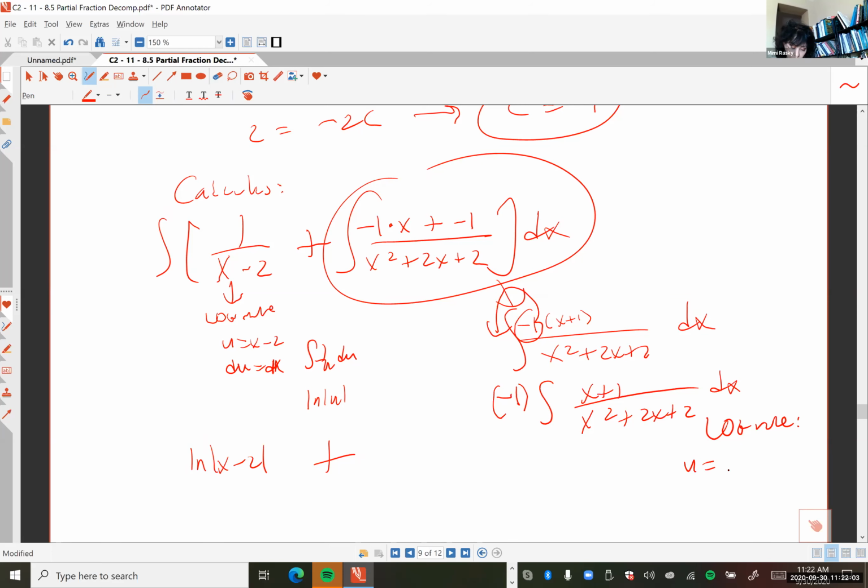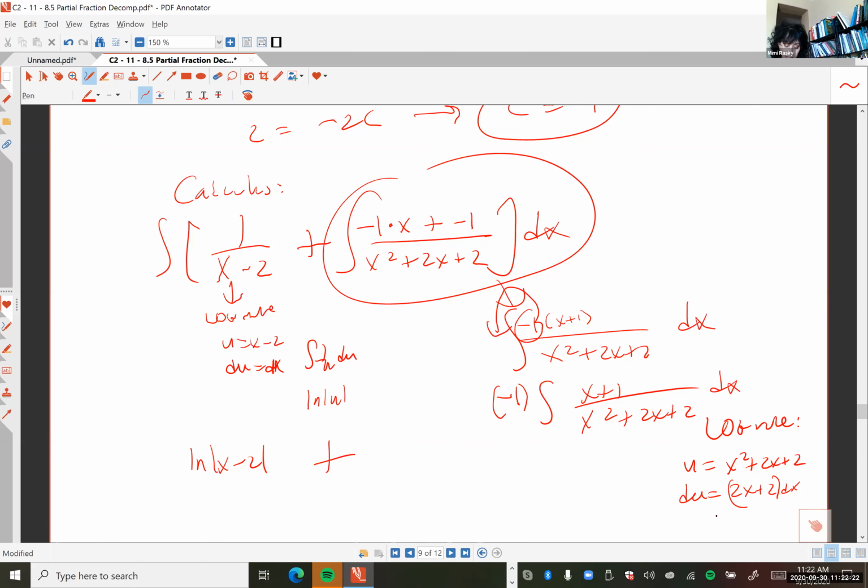If I let u be the entire denominator, x squared plus 2x plus 2, then du is what? What's the derivative of x squared plus 2x plus 2? Quick. 2x plus 2, dx. Well, that doesn't help.